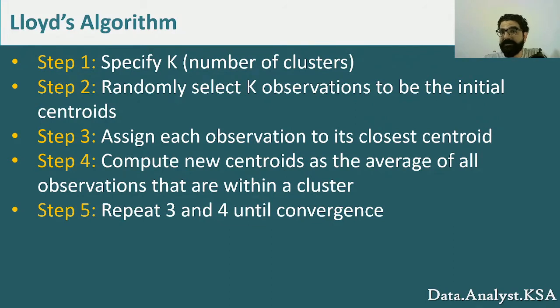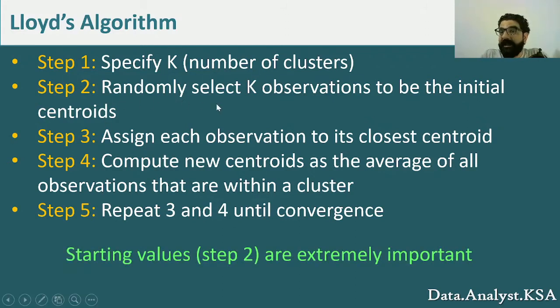Convergence happens when the clusters do not change anymore, or the centroids stay the same for 1 or 2 or 3 iterations in a row. So here I reached my convergence and my algorithm will stop. Of course, if you don't reach convergence, you will specify a maximum number of iterations you are willing to take until reaching your optimal clustering.